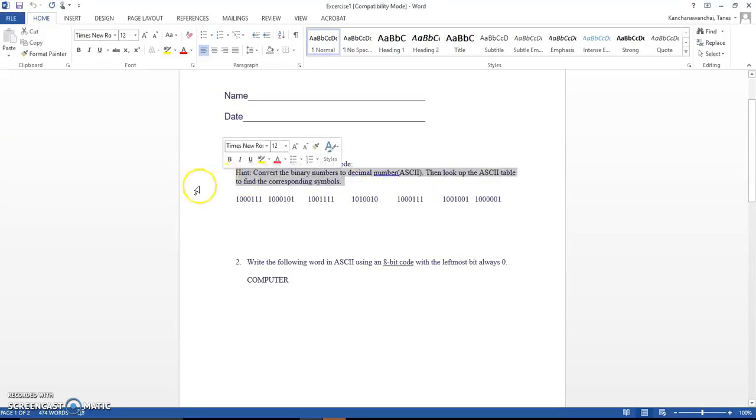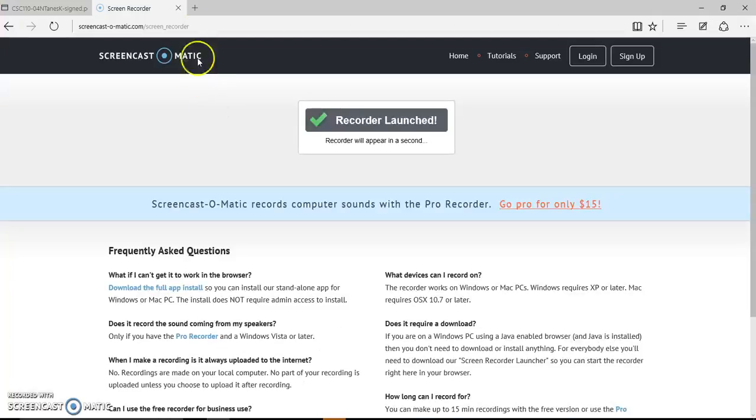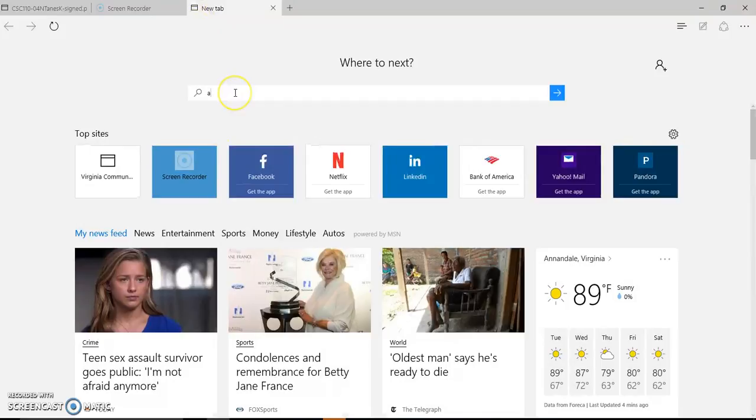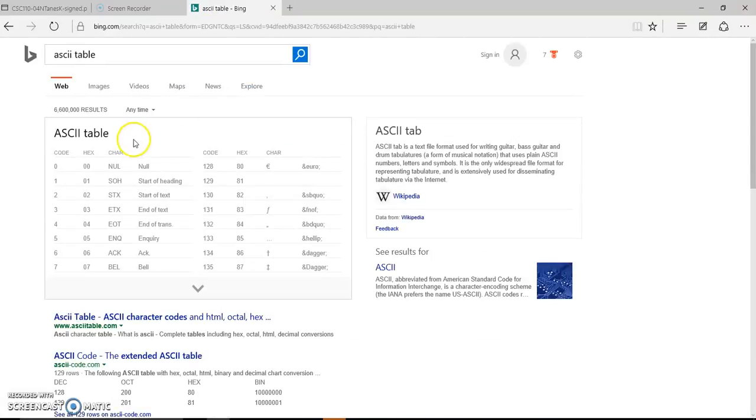On your test, you pretty much don't have the hint, so you have to know what "decode the following ASCII code" means. Look at this, and look at the ASCII table. The ASCII table will be given on the test. So now we're going to open the ASCII table.